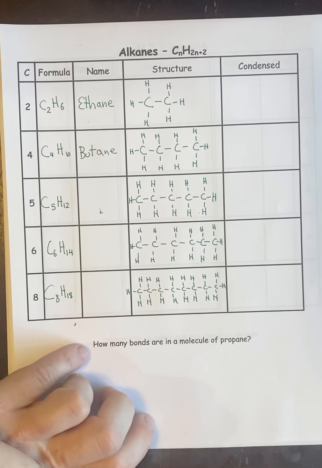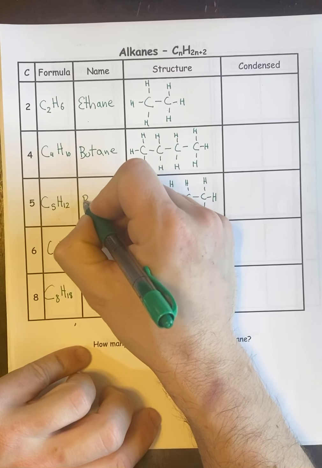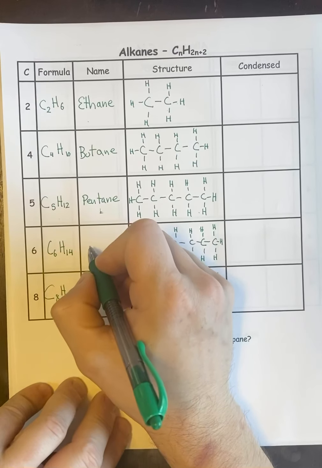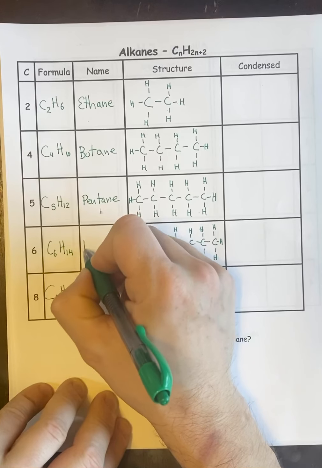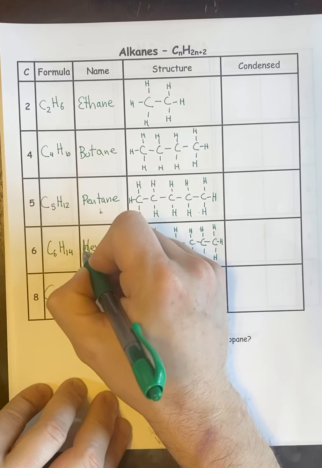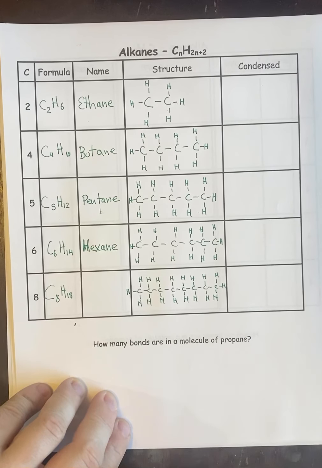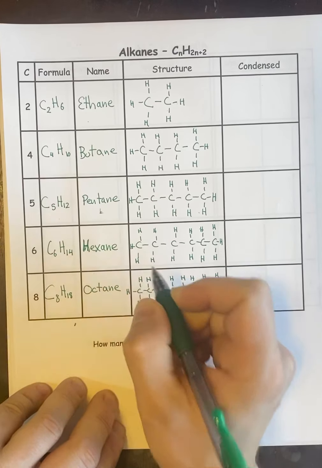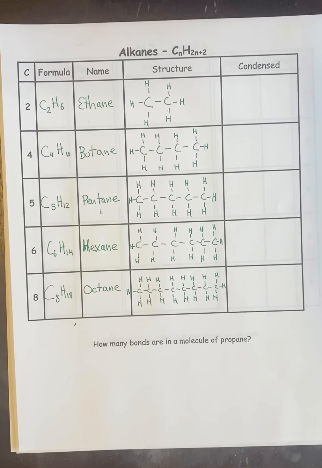But let's finish the rest. So we have pentane. This one would be hexane. You can make it a capital or lowercase. I don't really care about that. And for this last one, octane. Maybe you've heard of that when you buy gasoline.